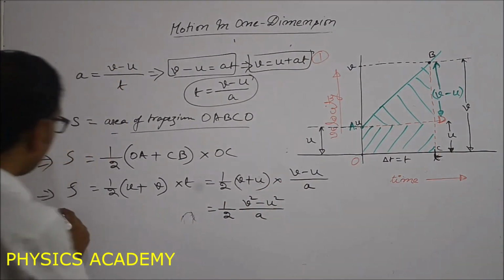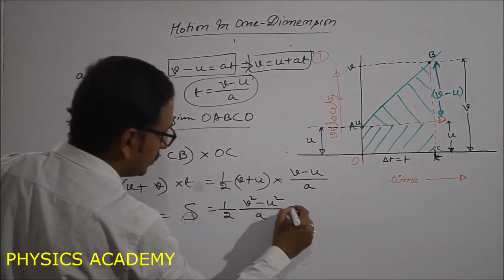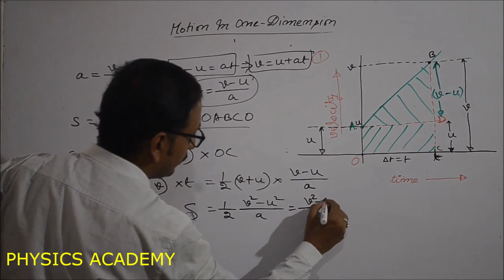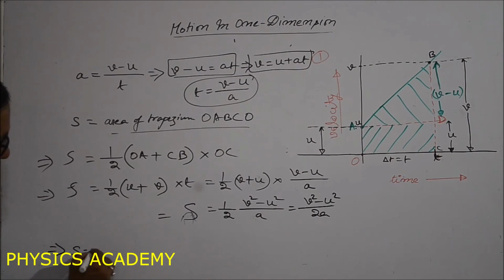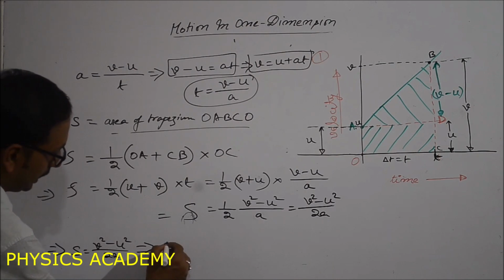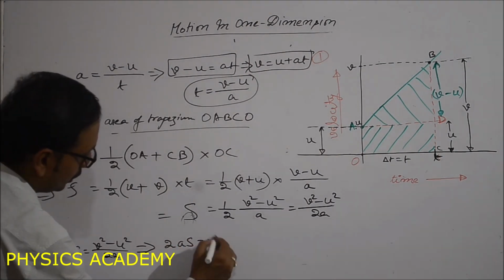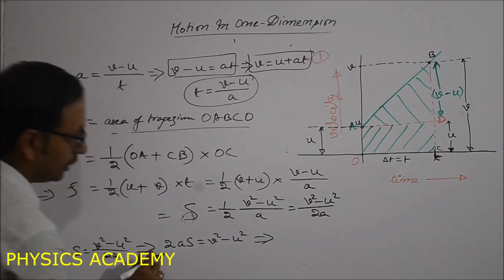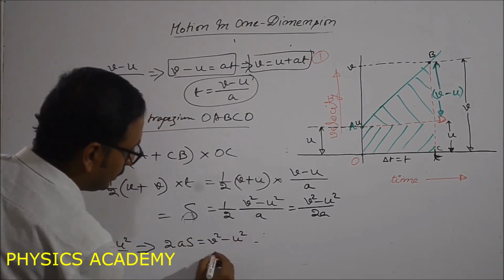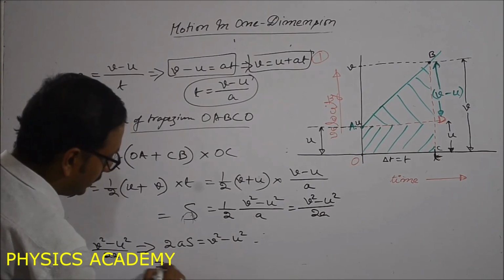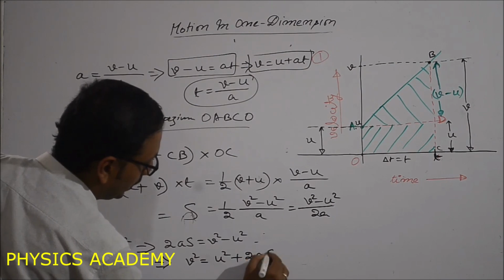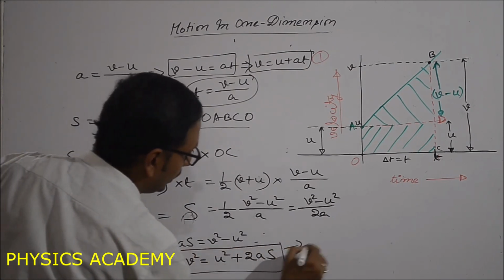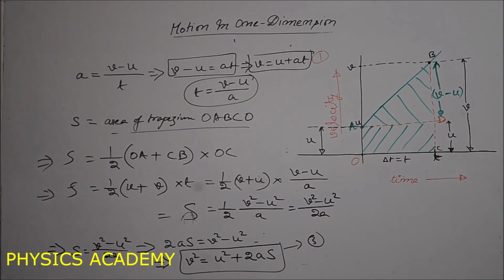by a. I have written s over here. Let me write s also over here. So this one I can write again as (v square minus u square) by 2a. Let me write that part again: s equals (v square minus u square) by 2a. This gives you the formula 2as equals v square minus u square. Finally it can be written as v square equals u square plus 2as. So here you got the third equation again.